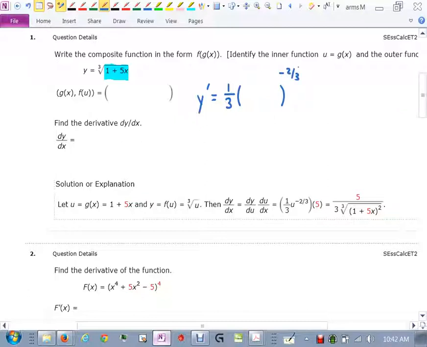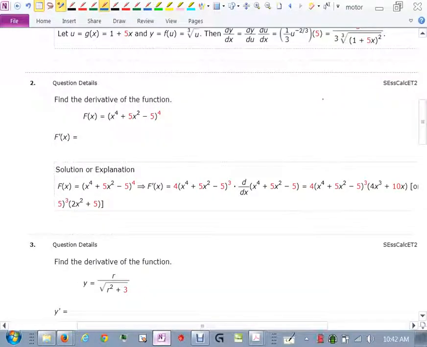Now, what was it that was raised to the 1/3? It was 1 plus 5x. Now that I've done the 1/3, I look inside and I say times, what's the derivative of what's inside there? Well, the derivative of what's inside there is just 5. If you check it, that's exactly what we got earlier.